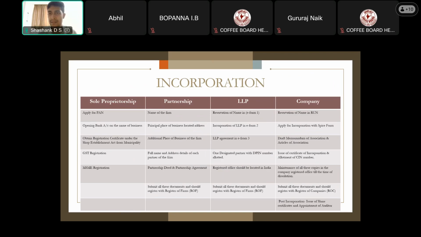The company process is also very similar. It has to be done through the MCA website. Like we need to first apply for the name, and once the name is reserved, we can apply with the incorporation form. We need to have a draft of MOA and AOA ready for the incorporation application. MOA and AOA are the major parent documents, just like the partnership deed for a partnership firm and the LLP agreement for an LLP.